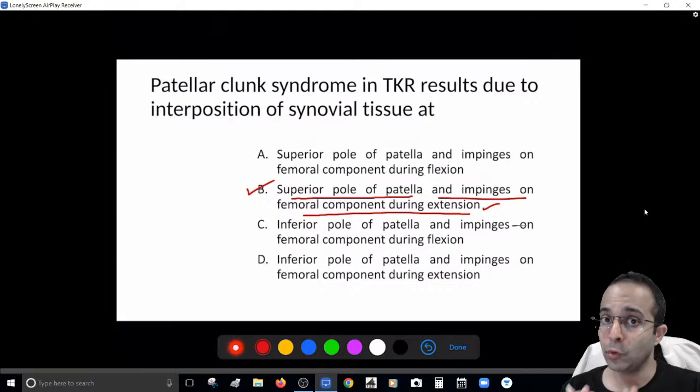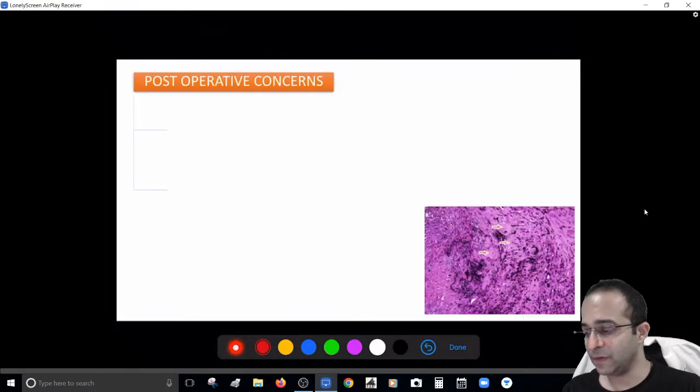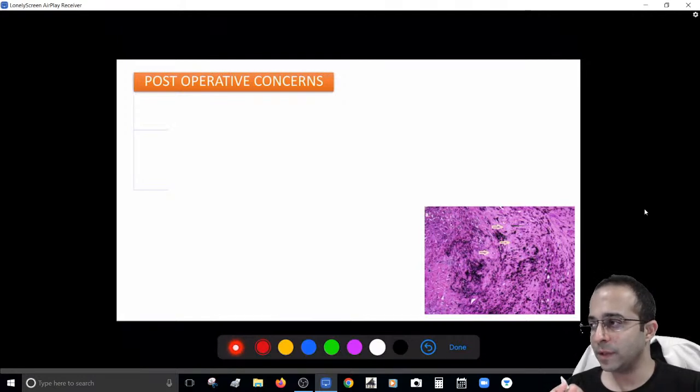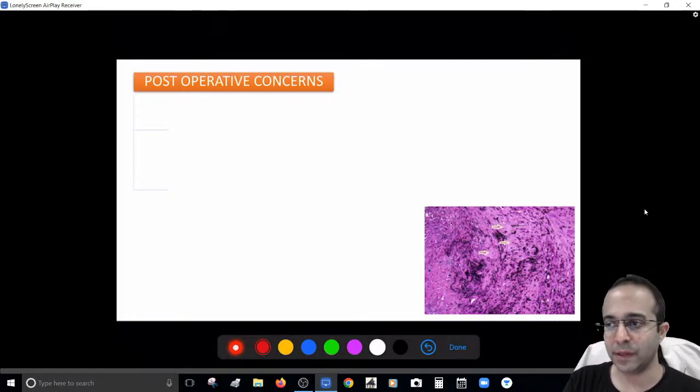So are you guys clear with the types of TKR prostheses? Are you guys clear with what is patellar clunk syndrome? Are you clear with the importance? And I hope you're clear with the designs and the basic principles behind a knee replacement surgery. Okay. Clear enough, guys? So can I just proceed a little further? Okay, wonderful. So your thumbs are up. So I think the basics are clear.